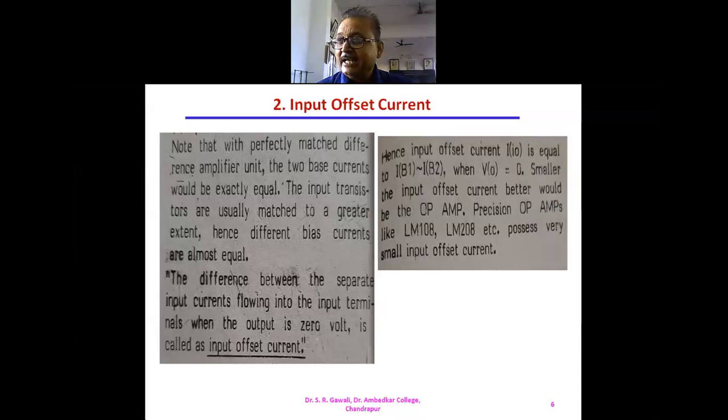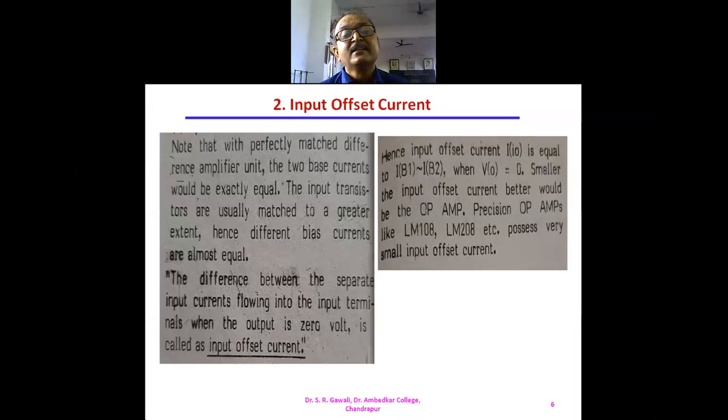Input bias current क्या लिया अपन ने? एवरेज लिया है, एवरेज ऑफ द बेस करंट. And input offset current is the difference between the two separate input currents IB1 and IB2 flowing into the two input terminals when the output is 0 volt. And this difference between the input base currents is called the input offset current. So what should be the input offset current then?